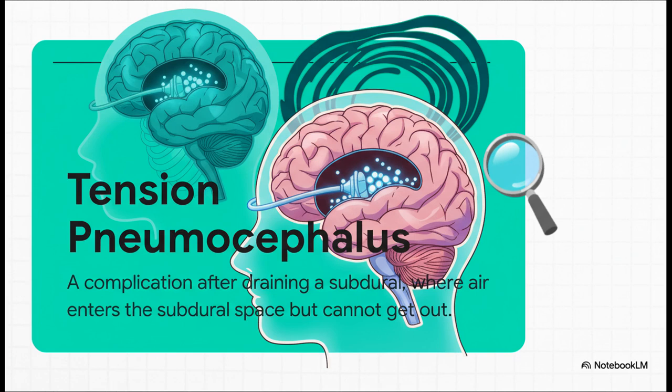So imagine a surgeon drains a subdural hematoma. Air can get into that new empty space, and if it gets trapped, like a one-way valve effect, it can't get out, and it starts to build up pressure on the brain. It's a lot like a tension pneumothorax in the chest, but it's happening inside the skull.